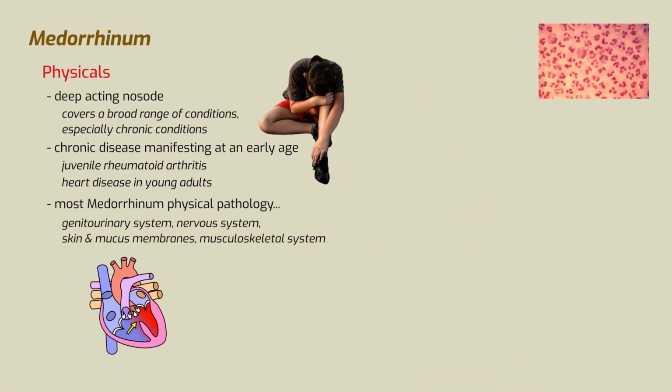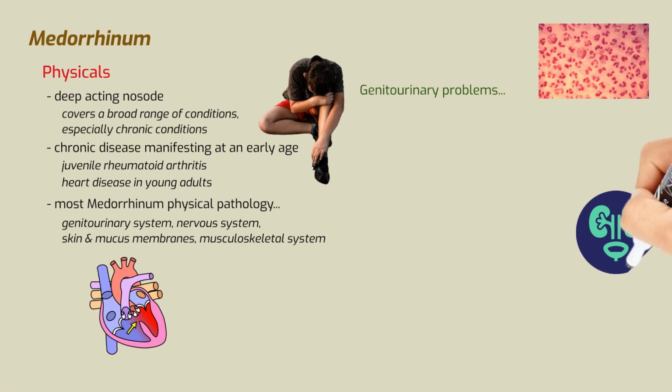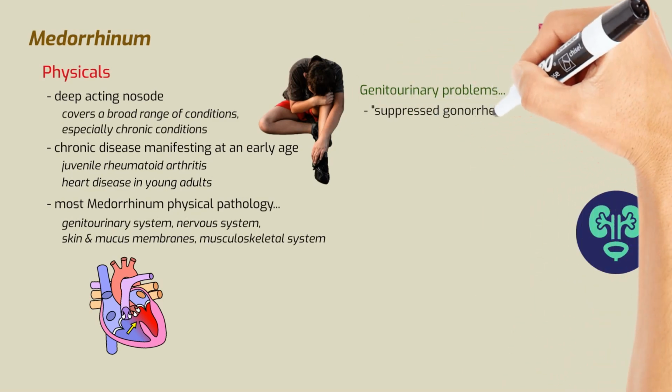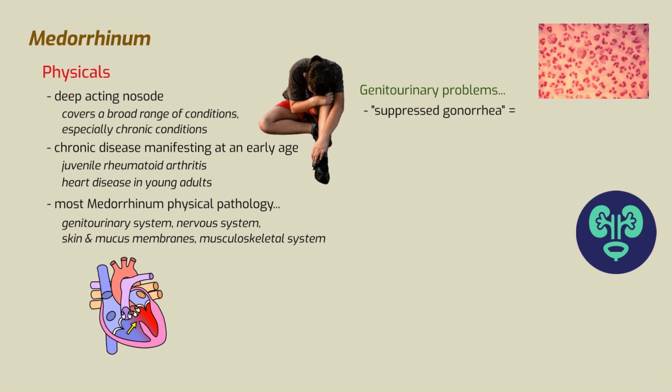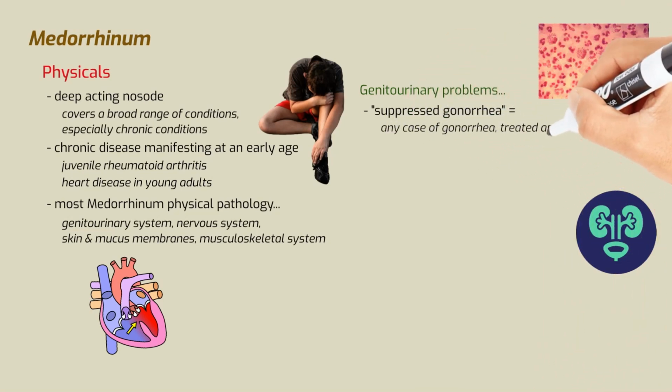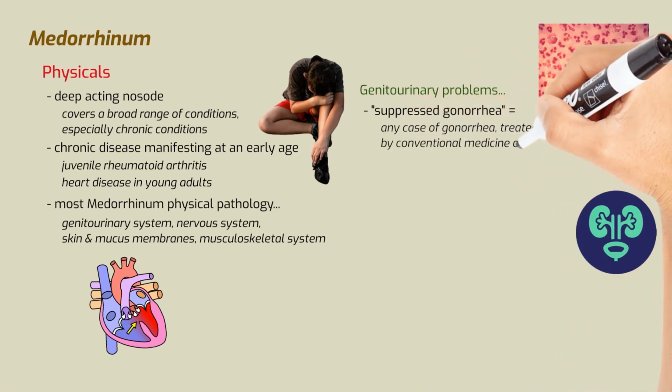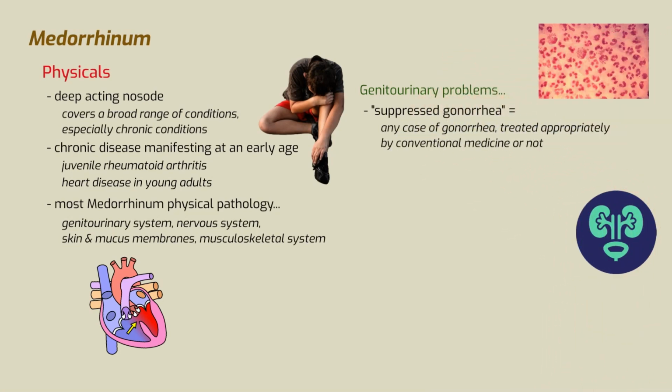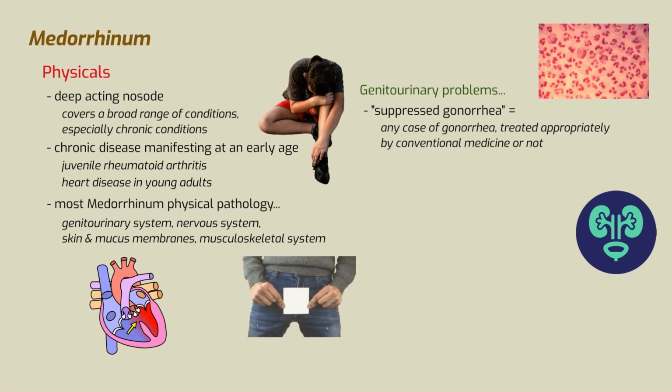Medorrhinum can be indicated for just about any male or female genitourinary problem that you can think of, especially, as previously stated, when we see a history of gonorrhea or indications of the psychotic miasm. Of course, the books tend to refer to this as a history of suppressed gonorrhea. The reality, though, is that any case of gonorrhea, treated appropriately by conventional medicine or not, is likely to have been suppressed and to have left its mark, or energetic scar, if you will, on the constitution of the individual in question.